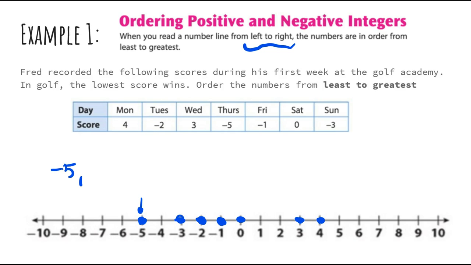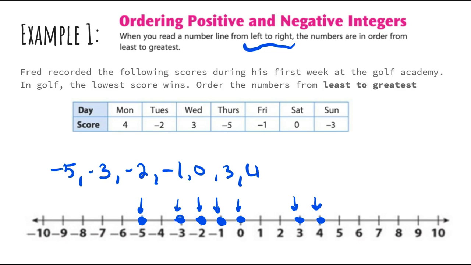Our next number we go over is -3. Our next number is -2, -1, 0, 3, and last is 4. So I've taken his golf scores and I've ordered them from least to greatest. You'll notice the larger the number is negative, the smaller it is.